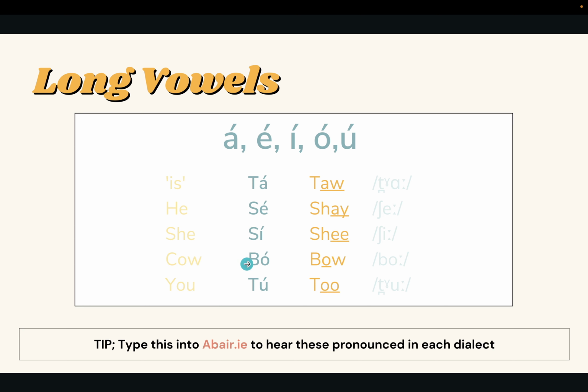Bó means cow, has a long O, and it's pronounced like O. Bó. And then U fada, its long sound is oo. Tú actually means you. Tú. So tá tú is you are.